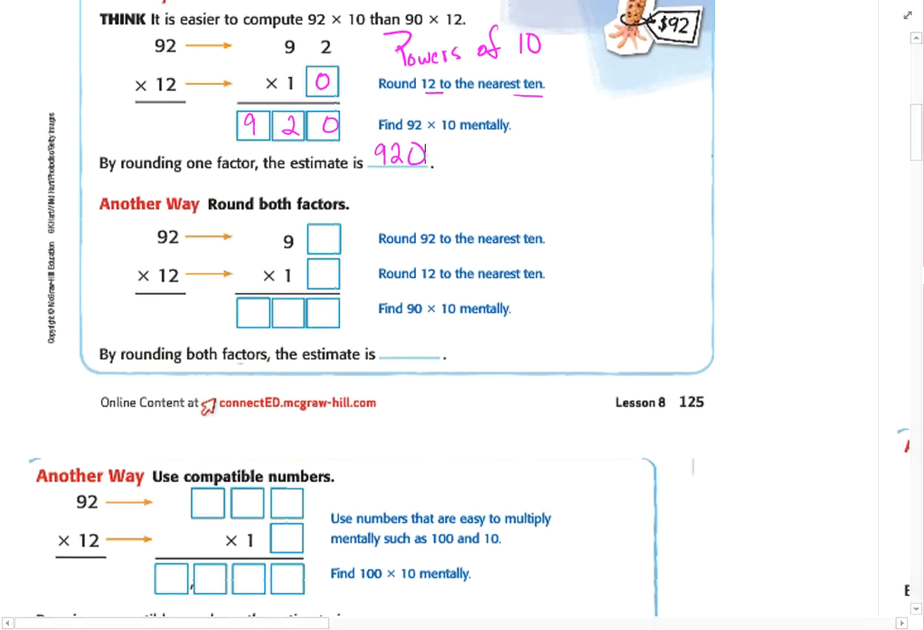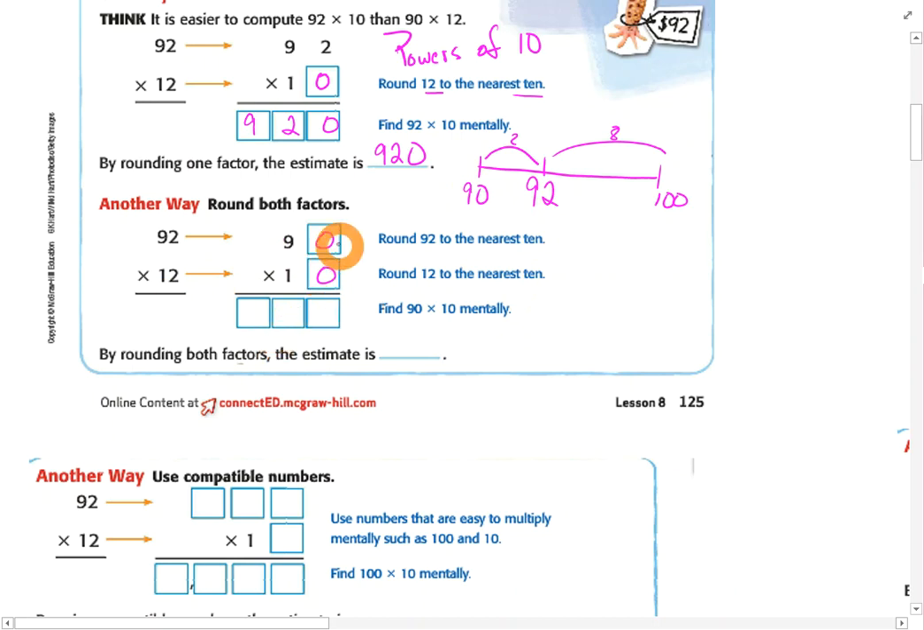Now if I were to round both of them, I'm going to get a slightly different answer. And the more we round our numbers, the further off it'll be from the actual true answer. So if I rounded both, 92 would change to 90 and 12 would round to 10, because if I figure 92 on a number line, is it closer to 90 or closer to 100? Well, it's only 2 away from 90, but it's 8 away from 100. So 90 is a much better idea.